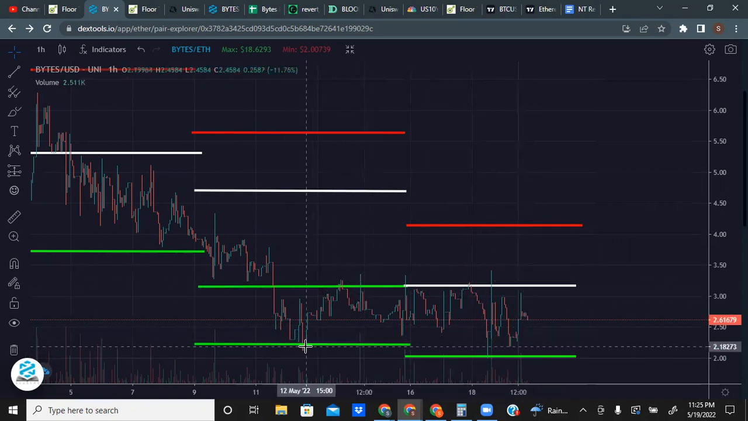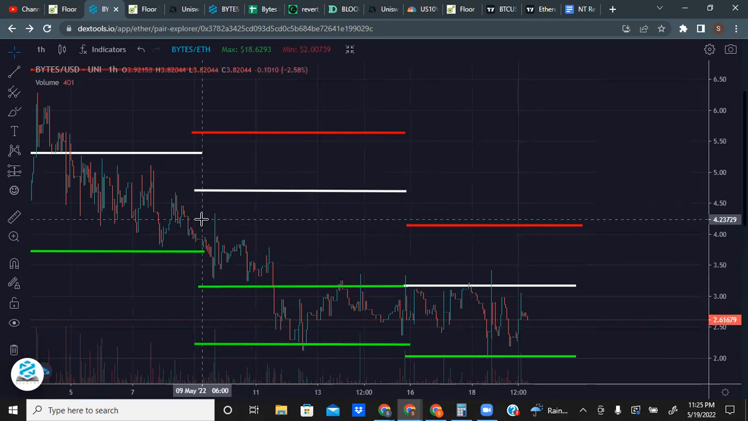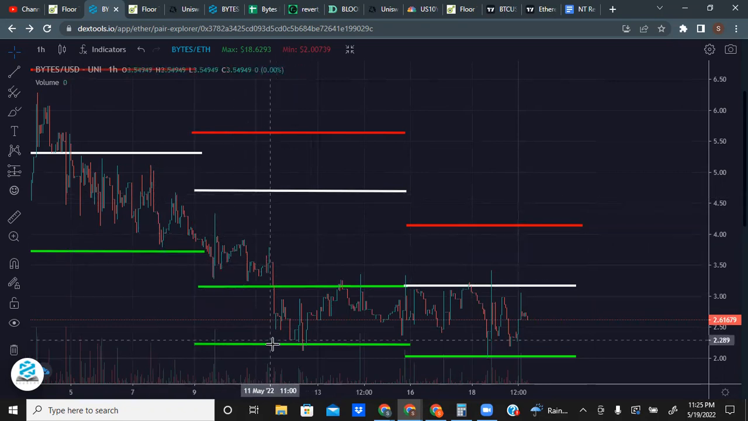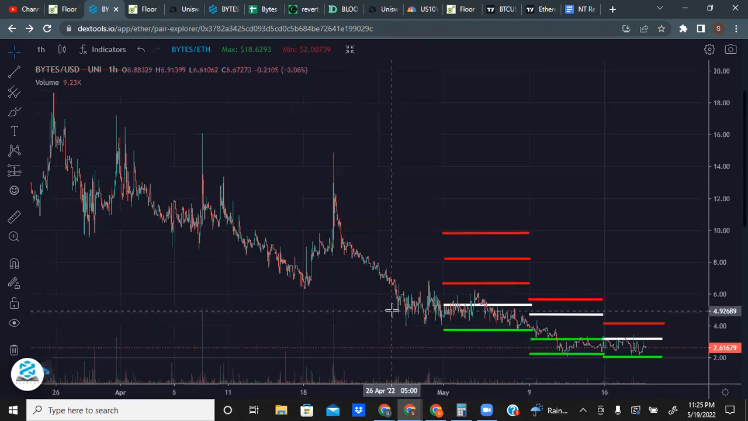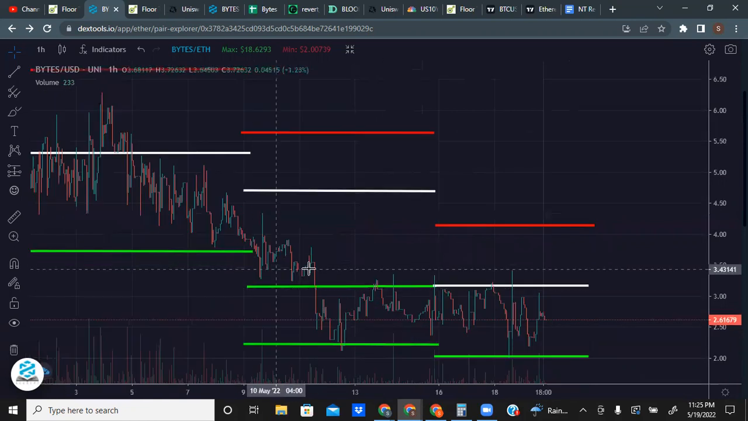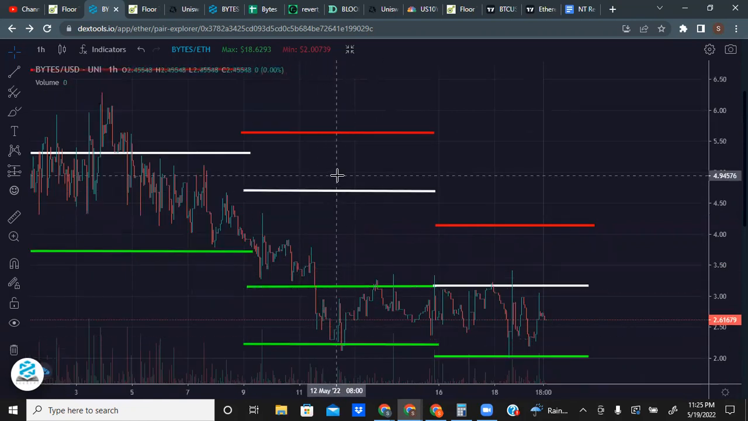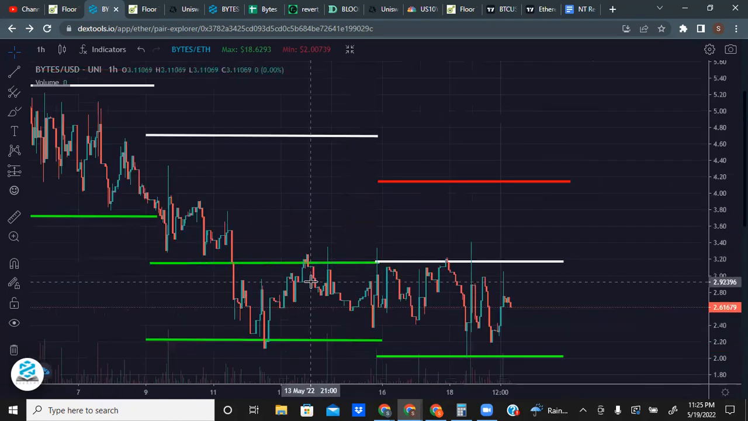Something to note, the previous week we had this big bear move in the overall market, which brought Bytes down to its second support. I don't have all the previous ones, but we usually don't get too volatile. So we went all the way down to the second support, and then we came up to the first support and it actually acted as resistance. So support became resistance. So obviously that was pretty bearish.